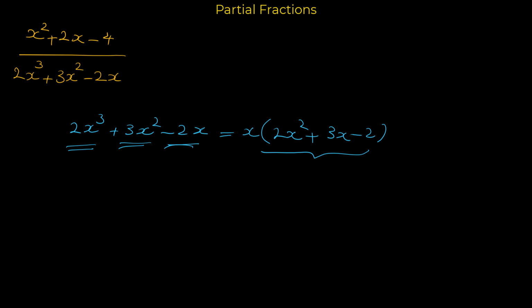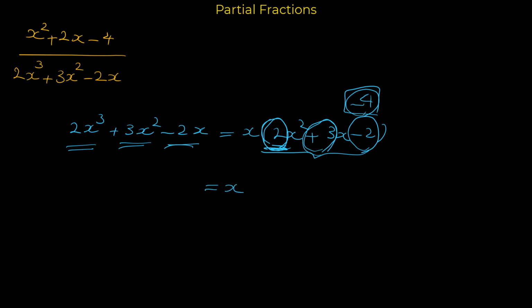And now we have to factor this quadratic expression in the bracket. If you remember, for factoring quadratics like this, where the coefficient of x^2 is not 1, first we have to multiply this coefficient by this number. 2 times negative 2 is negative 4. Then we look for two numbers whose product is negative 4 and whose sum is 3. Those numbers are 4 and negative 1.